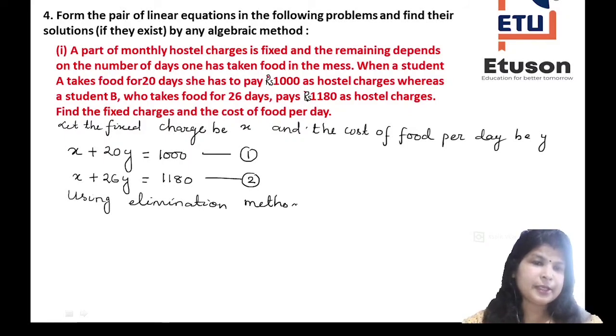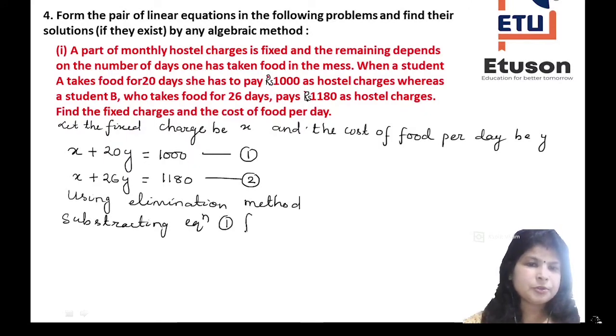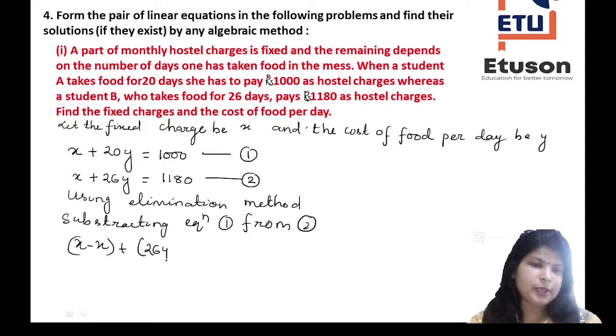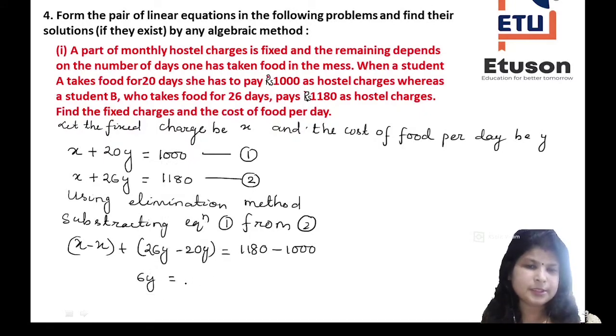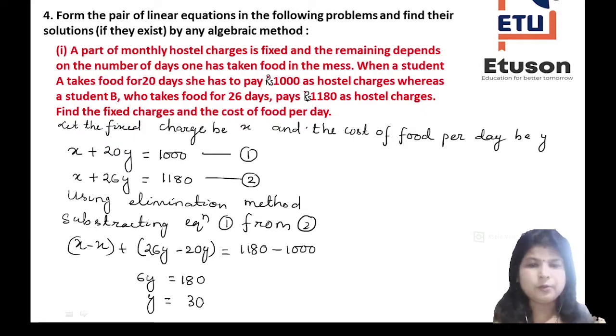So subtracting equation 1 from 2, we get x minus x plus 26y minus 20y is equal to 1180 minus 1000. So it implies you will get 6y is equal to how much? 6y is equal to 180. So what is the value of y then? Y is 30. Okay, y is 30.